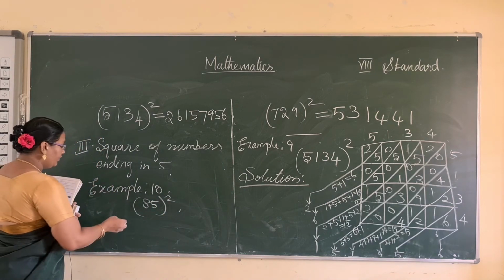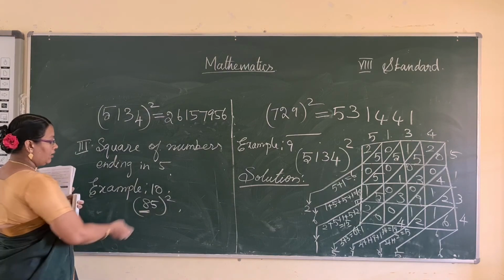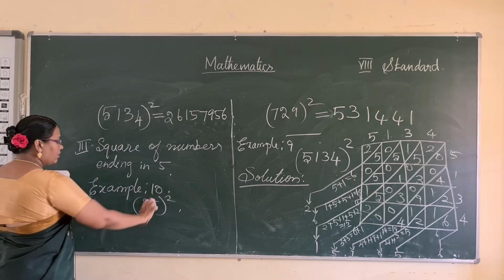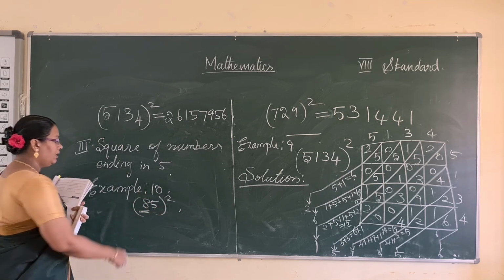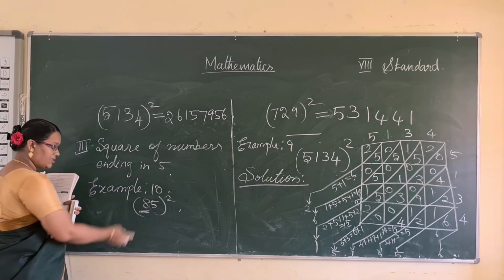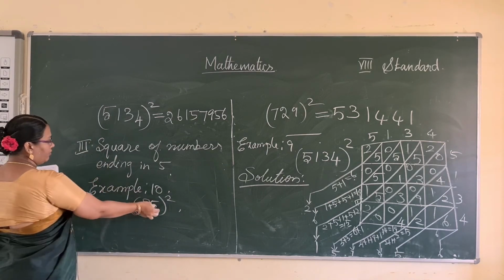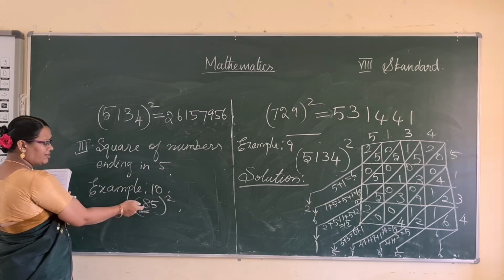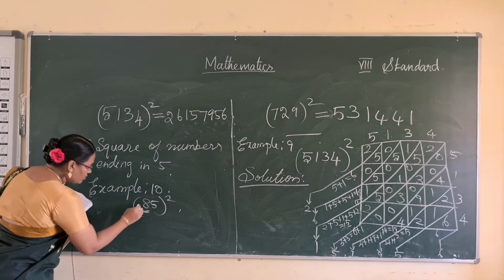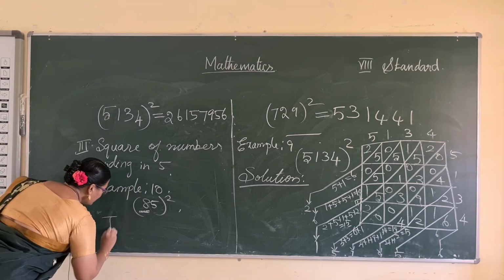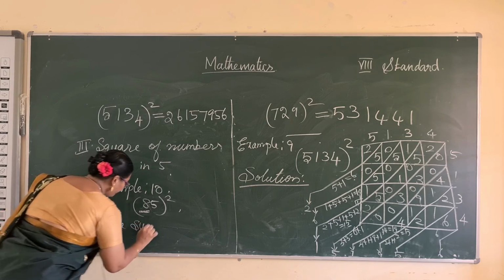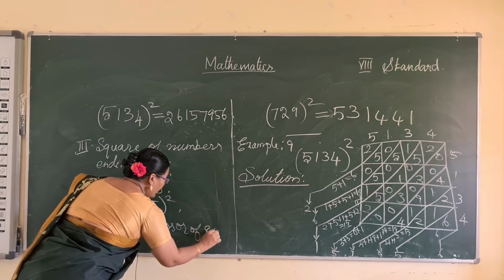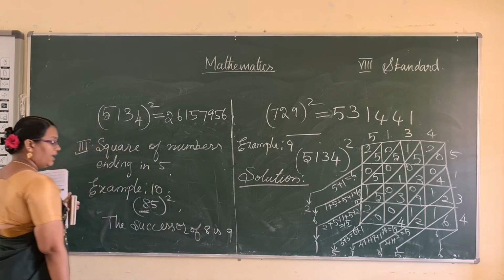Okay, what do we do first? The first number, the tens place. The last one, the ones place, just leave it. Finally we have considered the ones place of any number ending with 5. We have considered the number before it, 8. What is the successor of 8? 9. So the successor of 8 is 9.